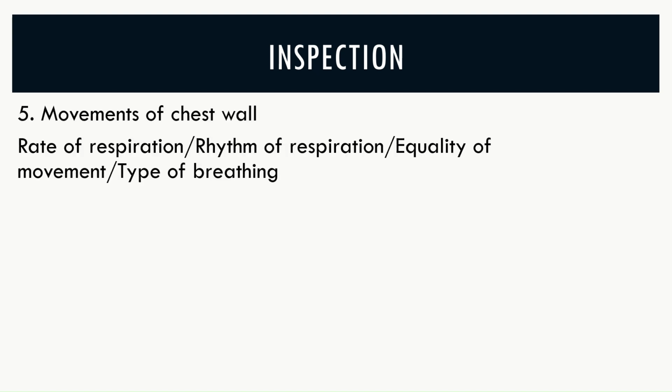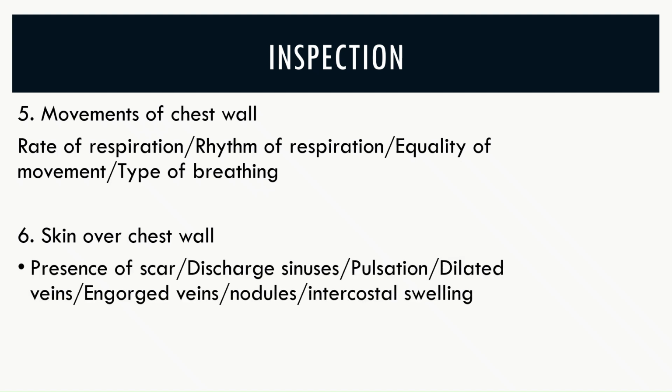Next, movement of chest wall should be assessed, including rate, rhythm, equality of movement, and type of breathing. Skin over chest wall should also be inspected for presence of scars which may indicate previous surgery or trauma. Discharge sinuses may indicate chronic infections such as tuberculosis. Pulsations should be noted. Dilated or engorged veins over chest wall may suggest obstruction of venous drainage such as superior vena cava obstruction. Further, inspection of chest wall should look for intercostal swelling which may occur in conditions such as empyema or chest wall infections.